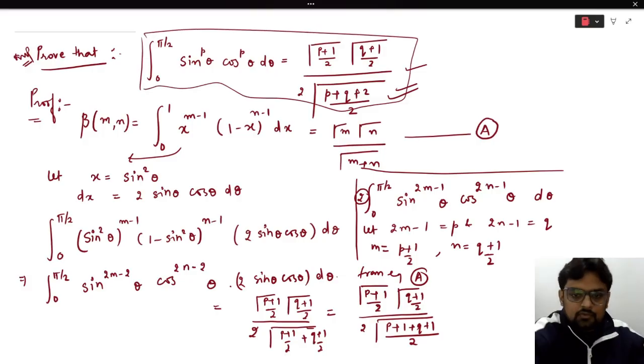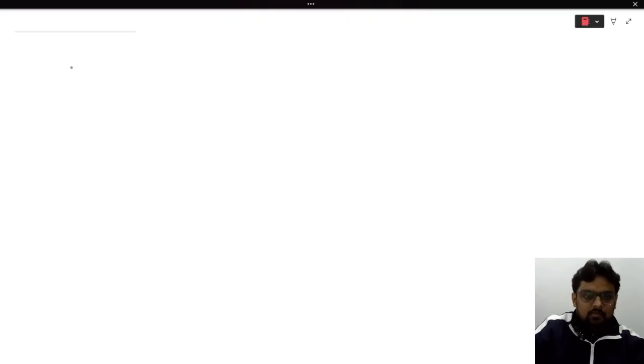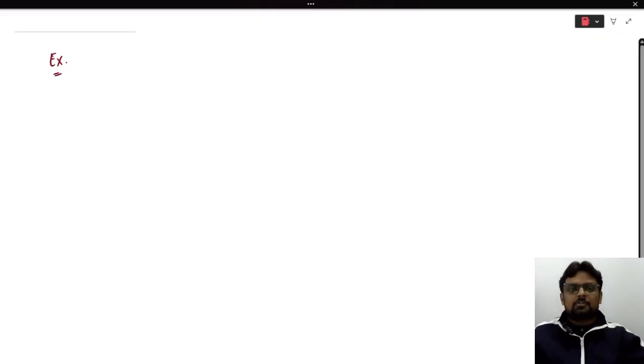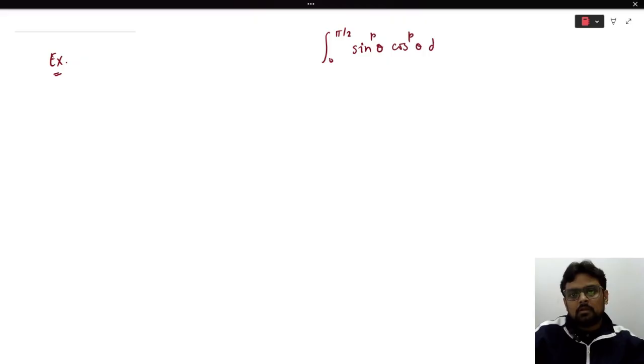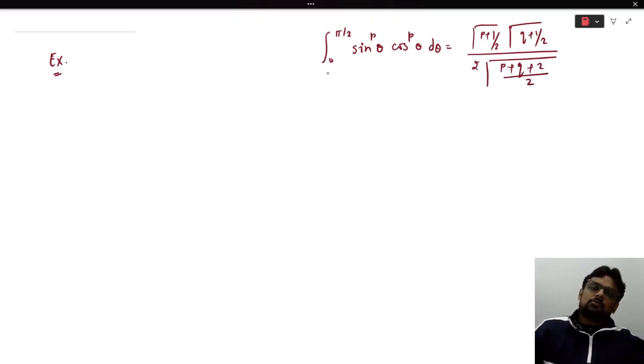Okay, so let's do some examples. Next we have one example on the basis of the property of beta function. Earlier we have seen that the integral from 0 to π/2 of sin^p θ cos^q θ dθ is nothing but gamma((p + 1)/2) gamma((q + 1)/2) over 2 times gamma((p + q + 2)/2).